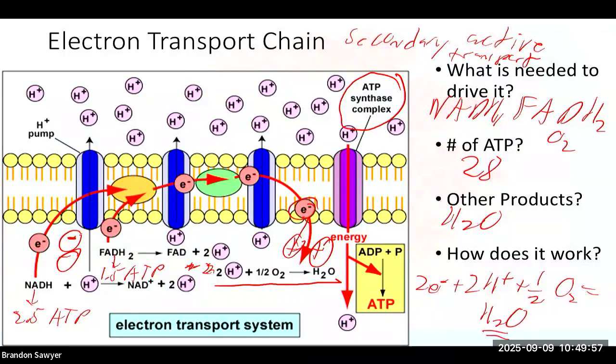Okay. Initially, I would think there's more hydrogens that FADH2 could give, so maybe there'd be more ATP. Yeah, it's based on the gradient and kind of where it starts. Okay, got it. Thank you.